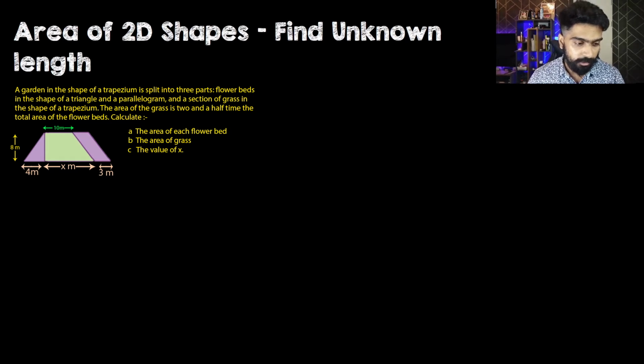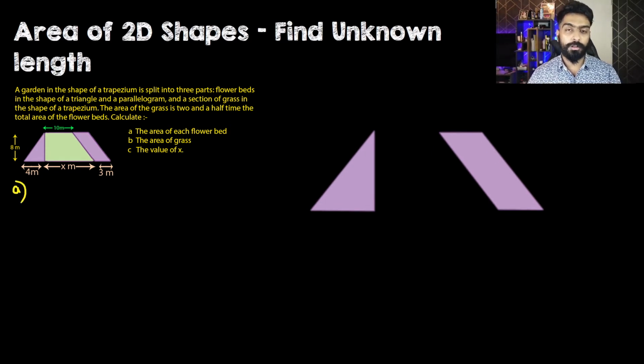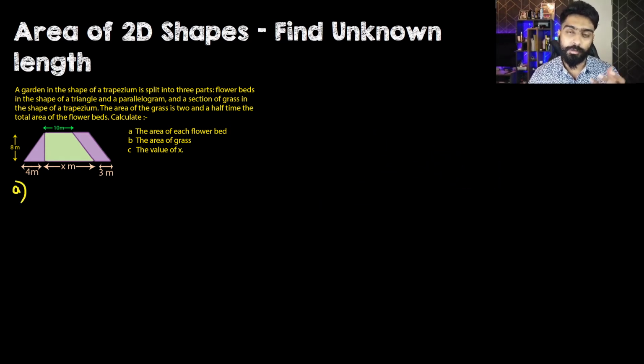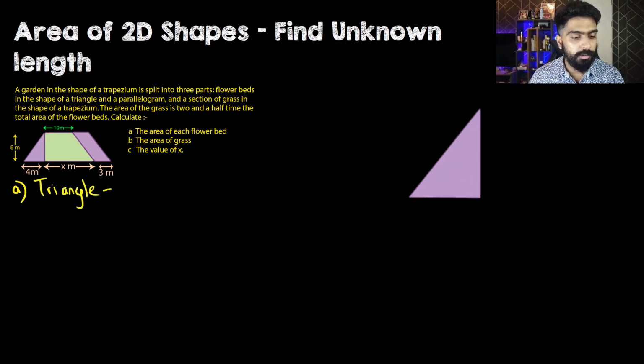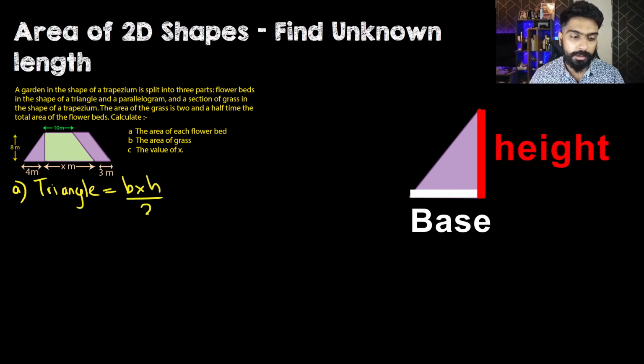Now first of all guys, question A, they are telling us to find the area of each flower bed. So first of all let's go ahead and find the area of the triangle flower bed. How would we find the area of a triangle, boys and girls? We take the base multiplied by its height and divided by 2, right guys?